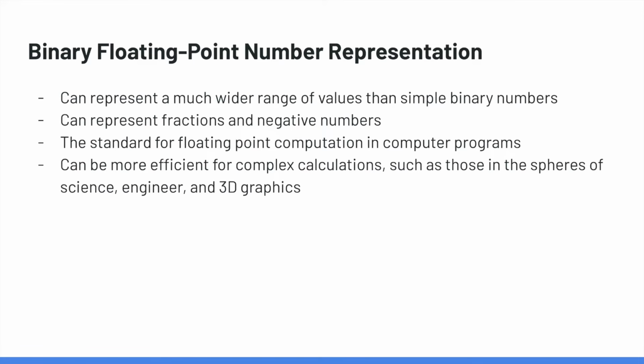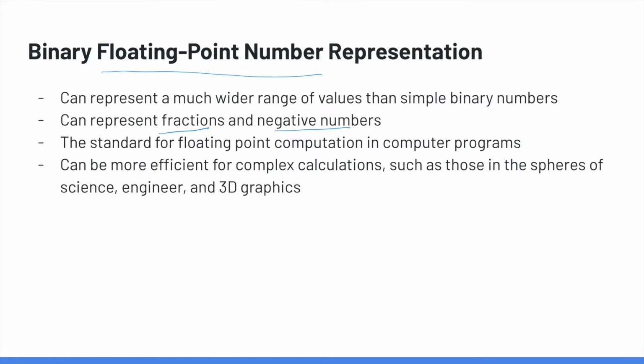So what is binary floating point number representation, or what are floating point numbers? These are a format of binary numbers that are used to represent a much wider range of values than is possible with just unsigned binary numbers. Using floating point numbers, we can represent both fractions and negative numbers. Because of the capability of this format, this is the industry standard for doing floating point computation in computer programs. So anytime we're working with decimals or negative numbers, or those numbers that are defined to have a floating point data type in computer programs, we're using binary floating point number representation.